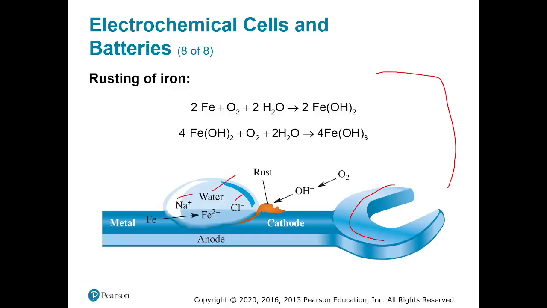What we're going to see is this steel here is largely made out of iron. That iron is going to go ahead and lose its electrons, and that's going to give us Fe2+. And notice the iron has now been oxidized. Those electrons are going to go along the metal, which is conductive, and they're going to go to the surface of that water bead. And what they're going to do is react with the oxygen.